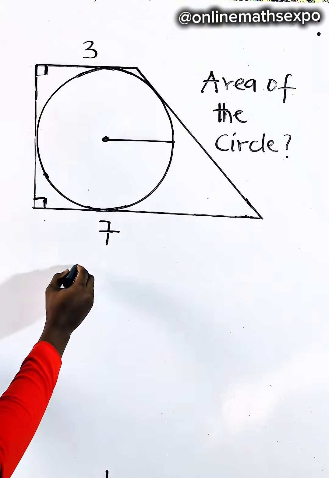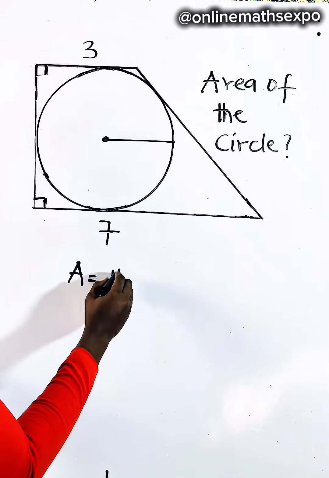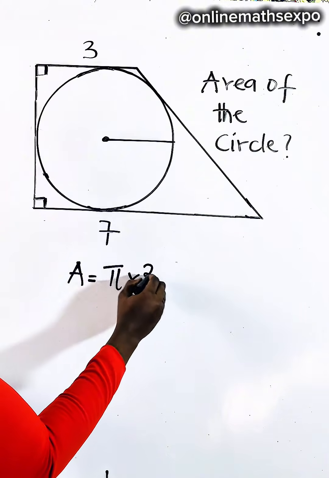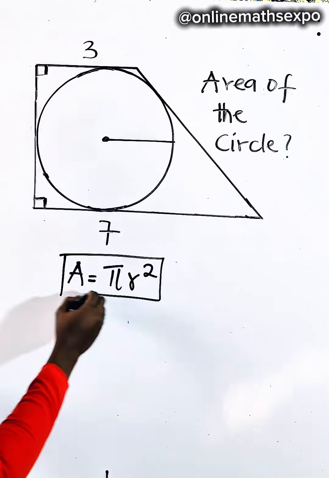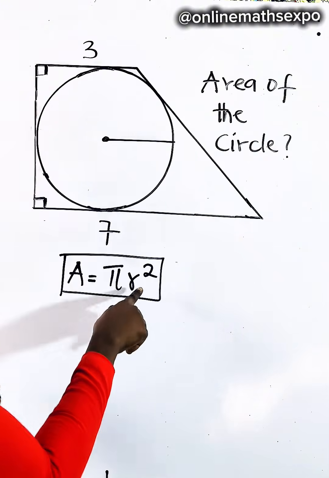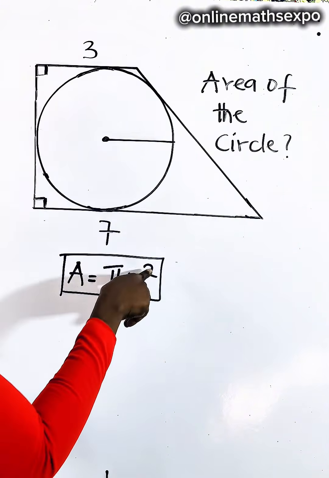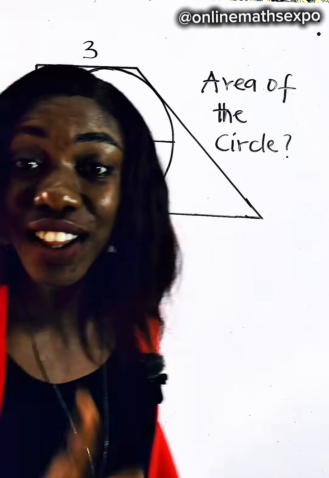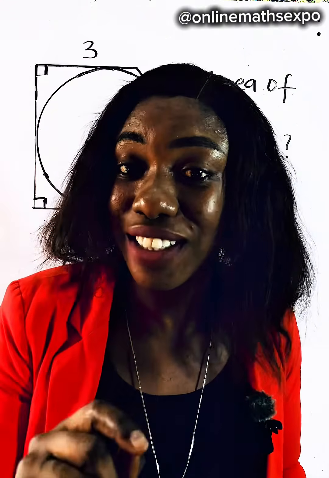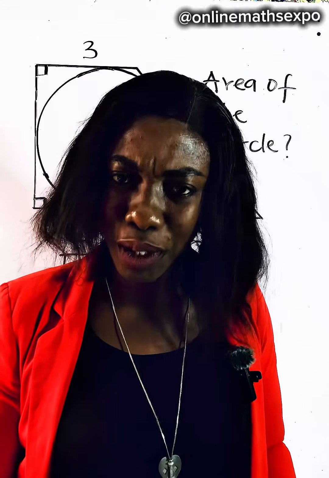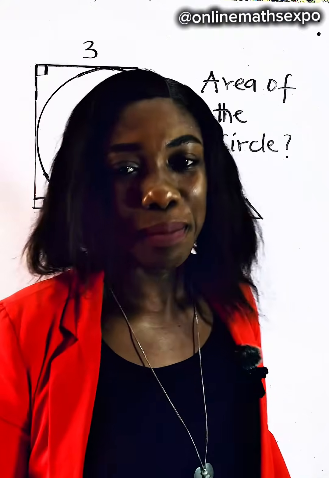For us to find the area of this circle, we know that the area is pi r squared. What it means is that we need to find the radius. If we find the radius of this circle, then we can find the area. The question is, how do we find the radius? Don't worry, I'm going to take you through that step by step.